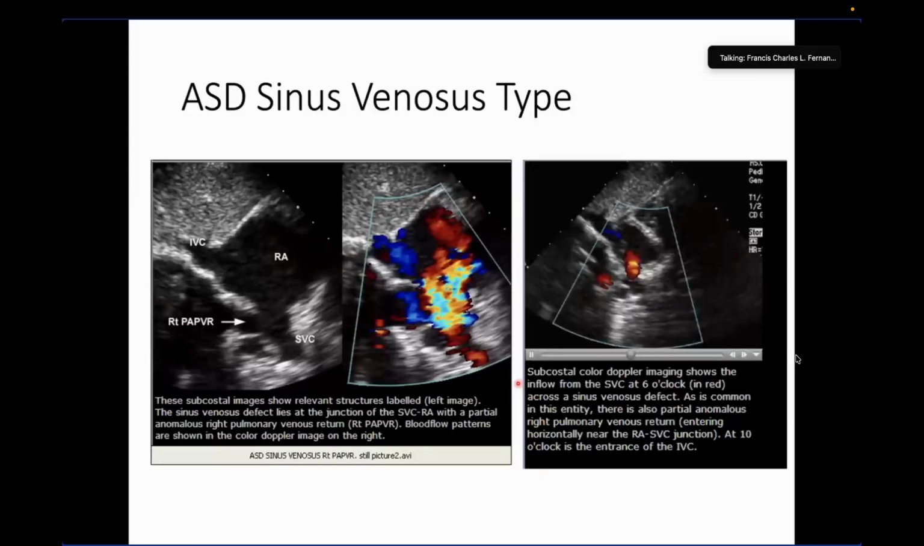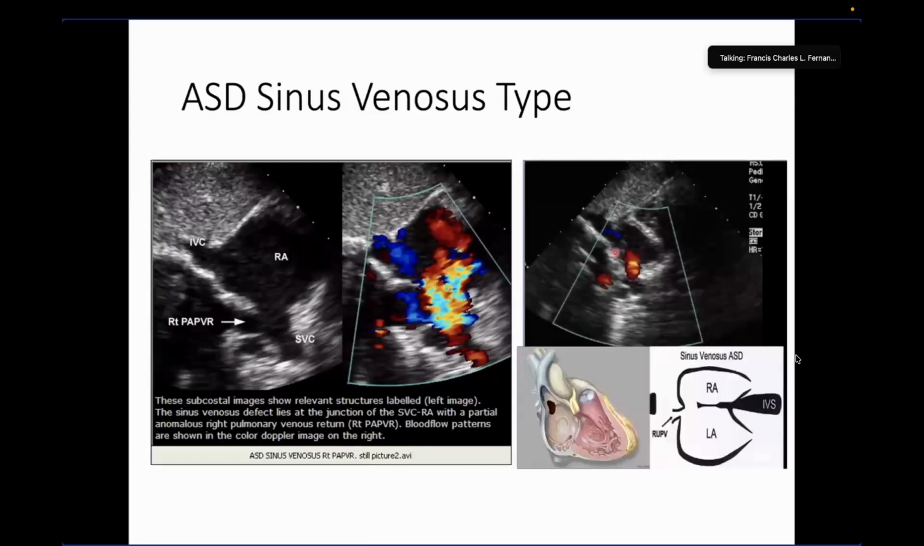So this is the sinus venosus type that is near the superior vena cava, as opposed to the inferior vena cava. So there are two types.